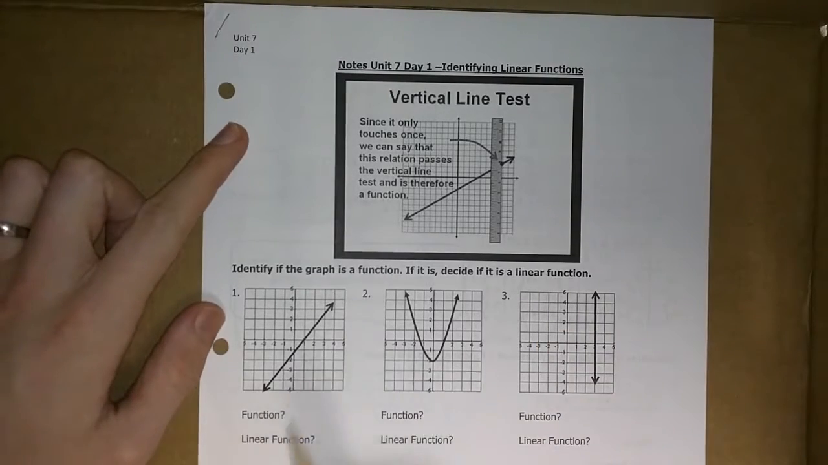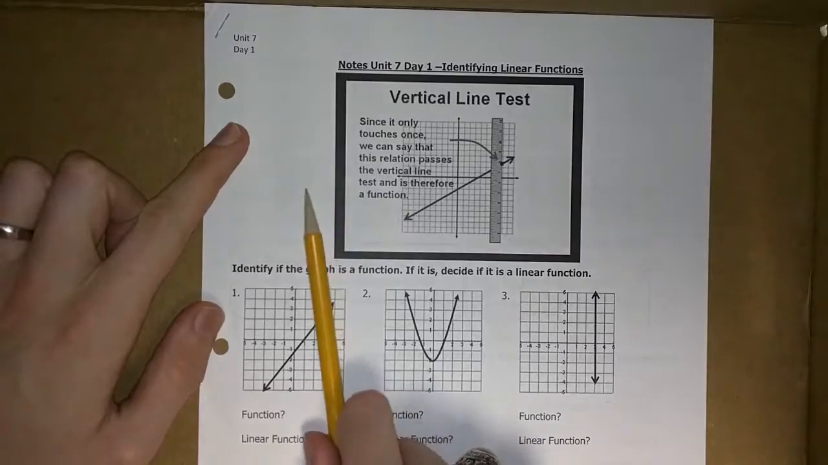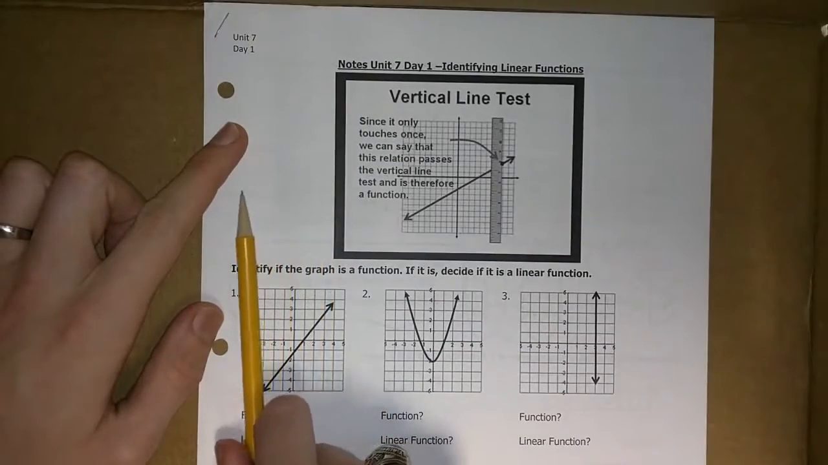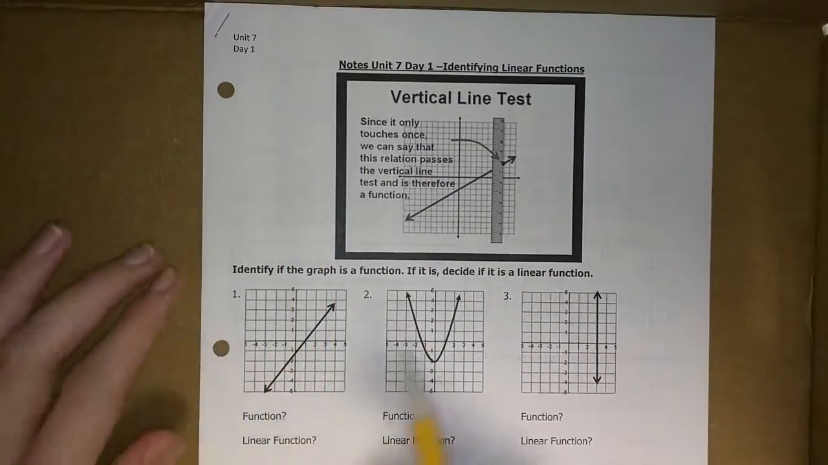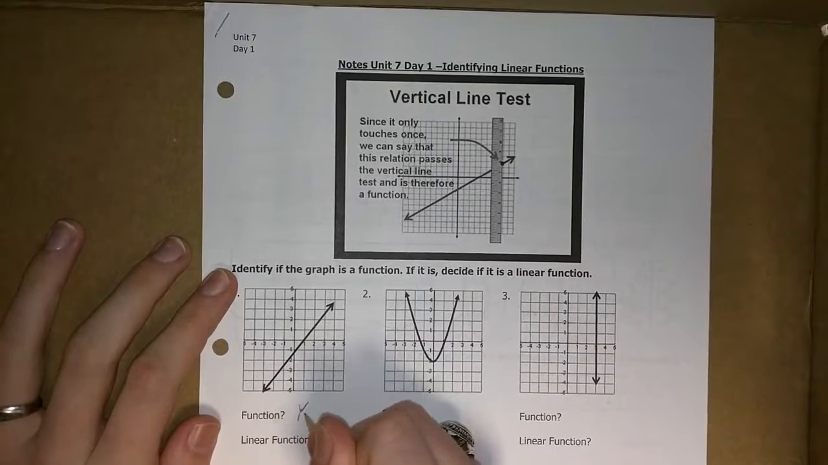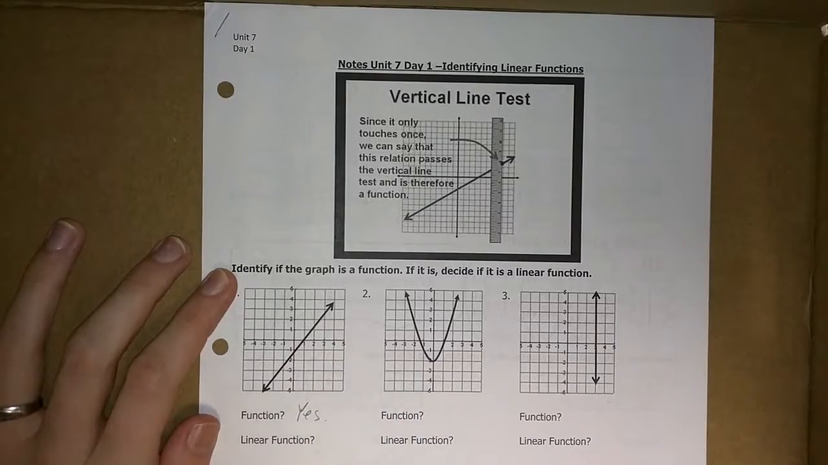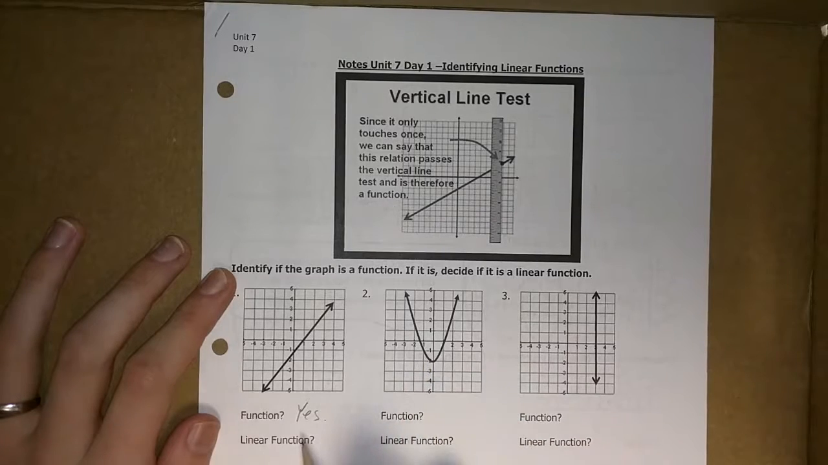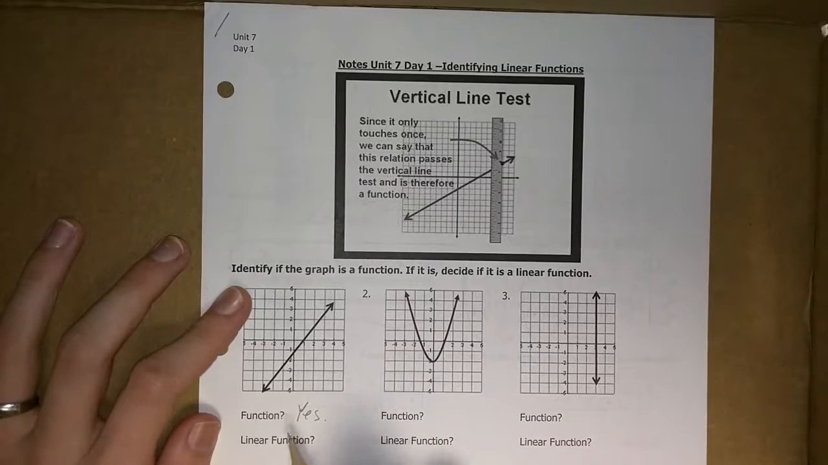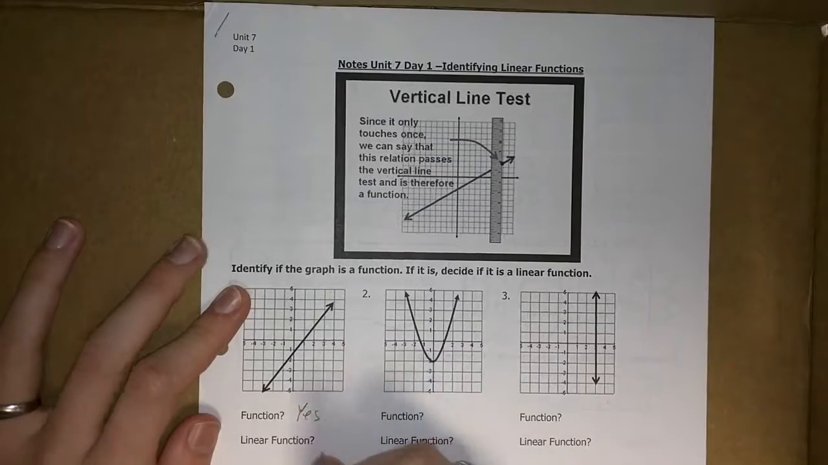So first, number one, is that a function? If I take my vertical line, it only hits once, which means my x's don't repeat. So that is a function. Now, since it's a function, is it a linear function? This is asking, is it a line? And yes, as a matter of fact, it is.